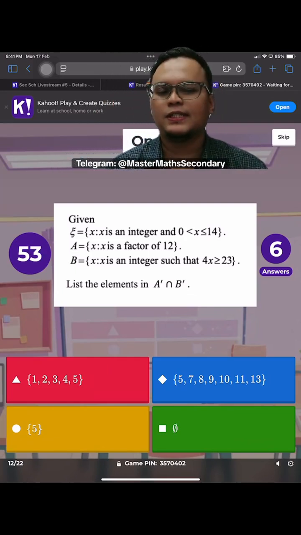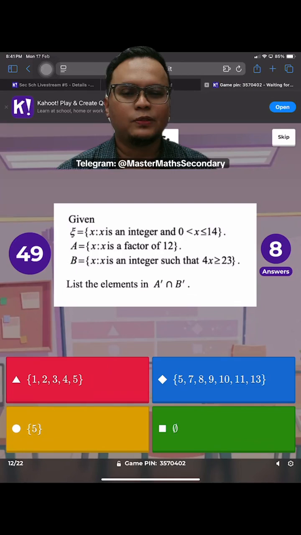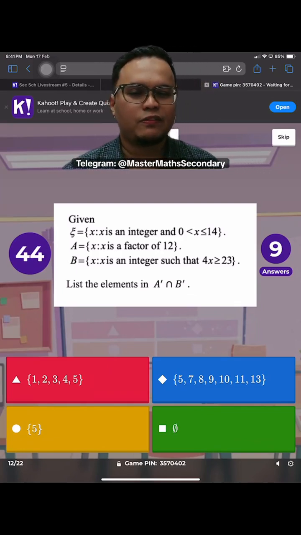Most of my students are able to get at least a B for A-Math, and we have a lot of students getting A's as well. So it's really doable to ace your A-Math.